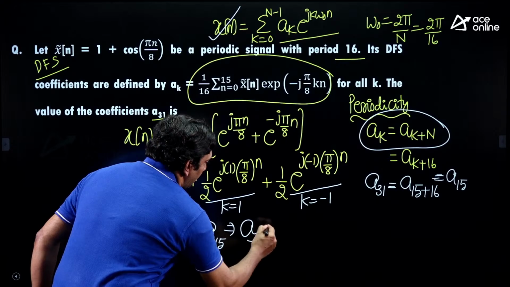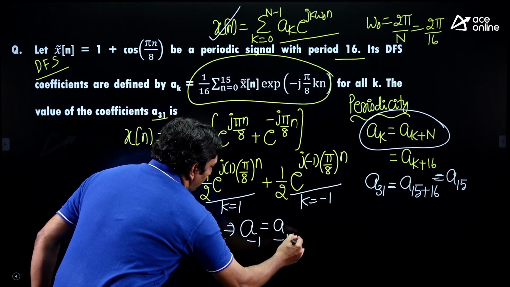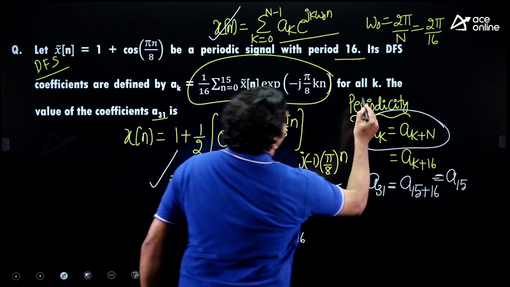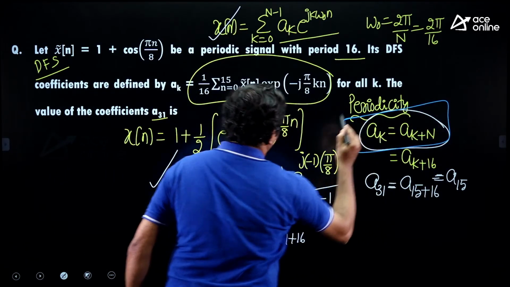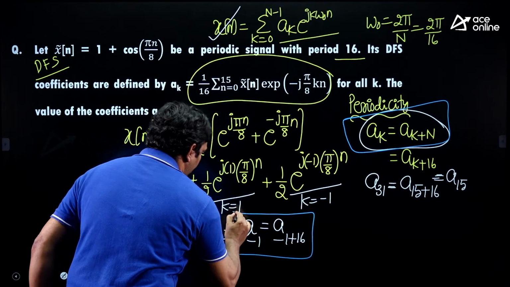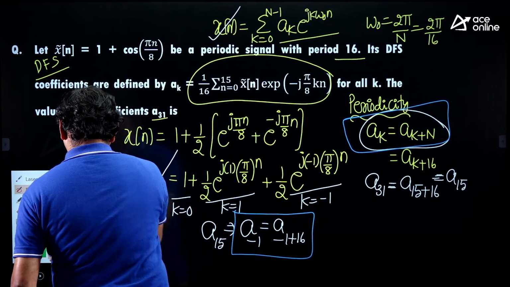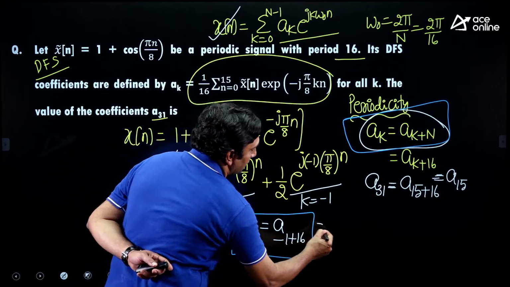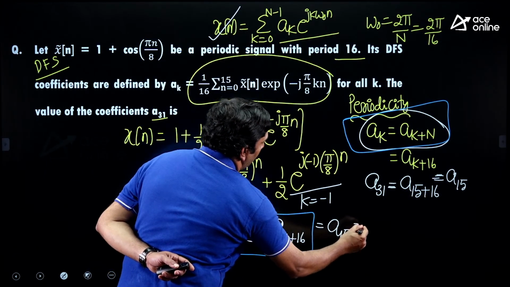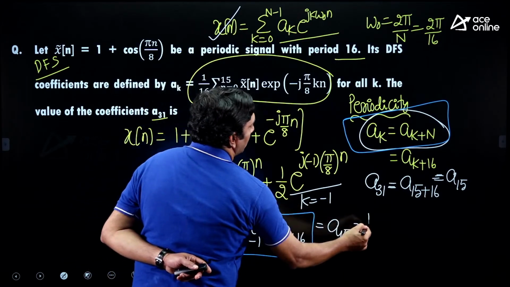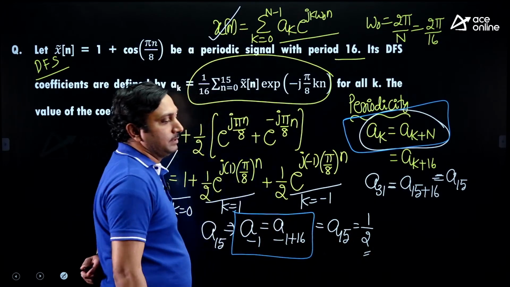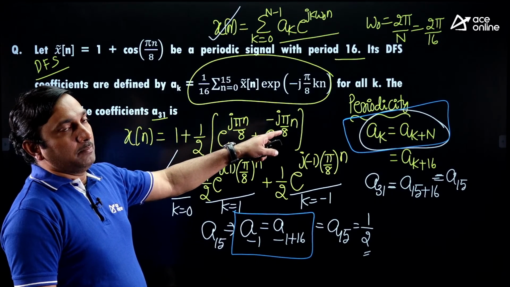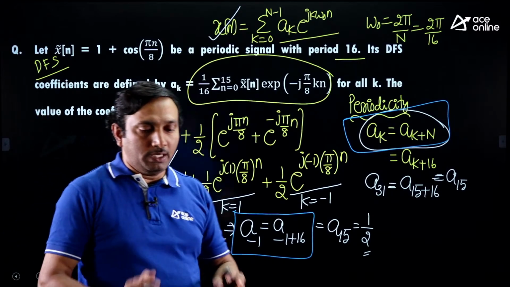a_15 can be obtained as a_(minus 1) plus 16. Observe carefully. We know a_k is a_(k plus N), the same property I am using. So a_(minus 1) can be adjusted as a_15. Very clearly by comparison, how much is a_(minus 1)? If we are not using that property, we may get a wrong result. You must be careful.